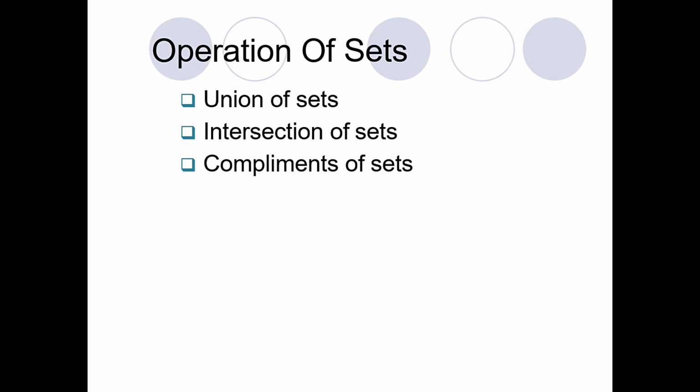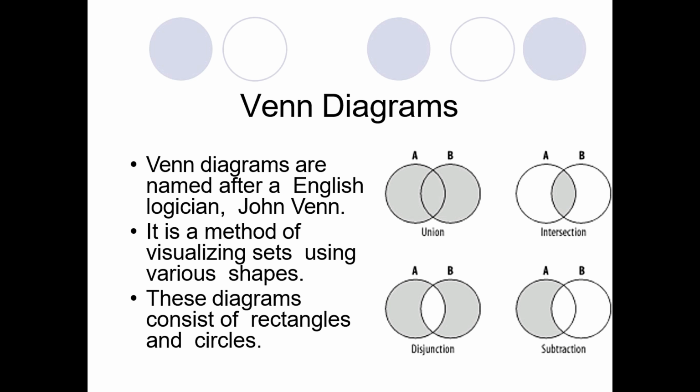Intersection of sets are those elements that are in both of the two sets. So these are the identical members of two given sets. Okay, while the complement of a set is outside the given set. Okay, so those are the elements. Now I have also given you some figures, and for more emphasis, those figures are known as the Venn diagram. Now, Venn diagram is named after John Venn. Okay, it is a method of visualizing sets using various shapes, and these diagrams consist of rectangles and circles.